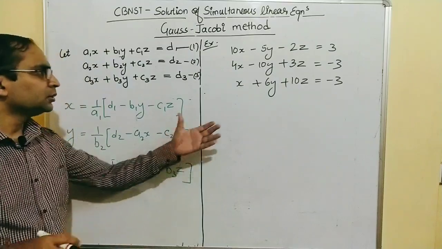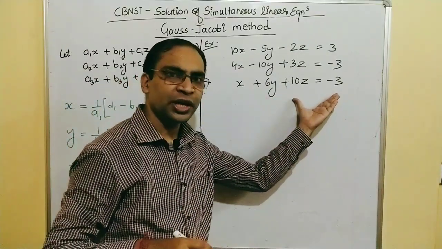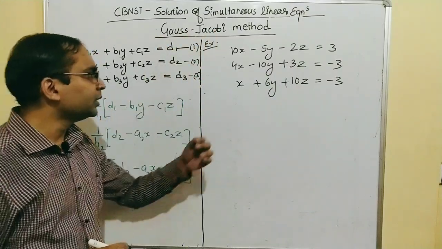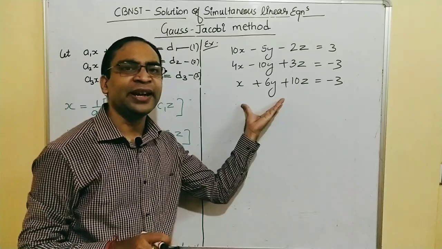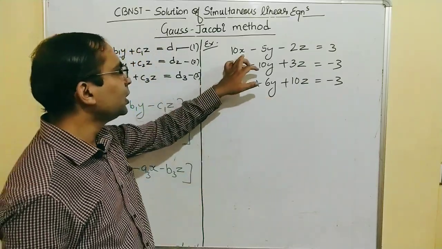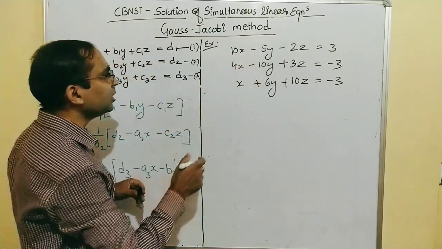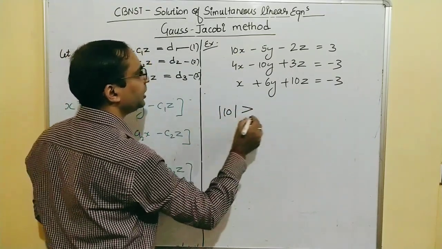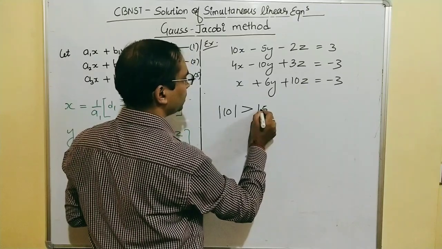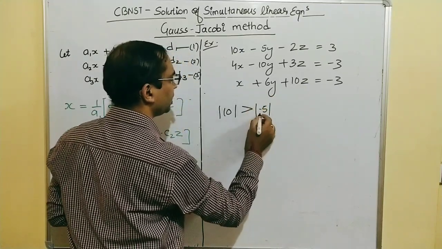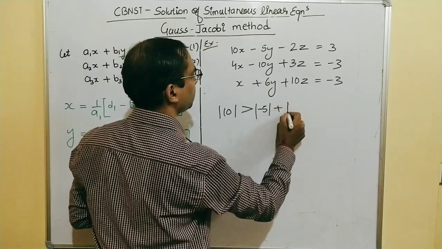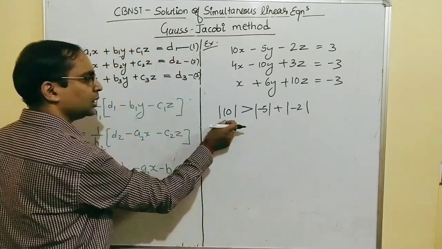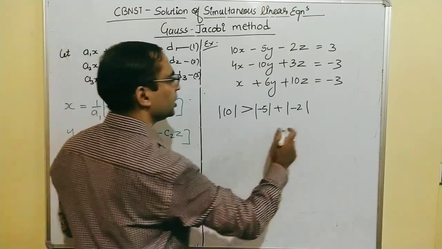Let us consider this as the system of linear equations and we have to solve this with the help of the Gauss Jacobi method. Let us first check the primary condition of diagonal dominance. In the first equation, this is a1, 10, so mod of 10 should be greater than mod of minus 5 plus mod of minus 2, that is 7. 10 is greater than 7, so the first condition is true.